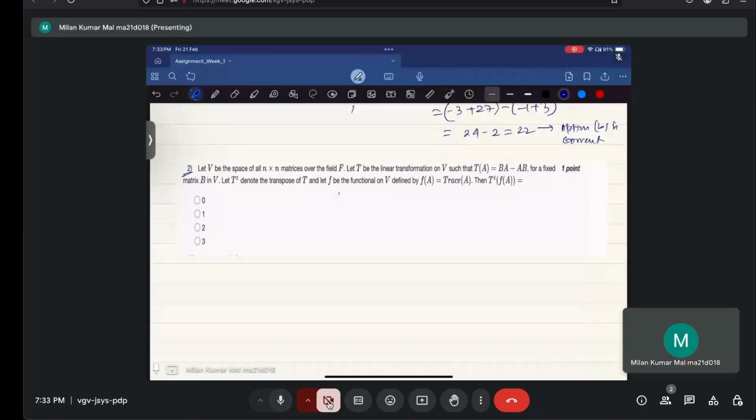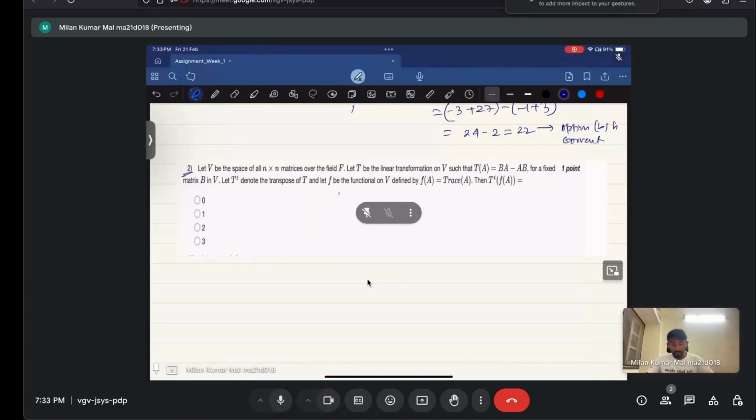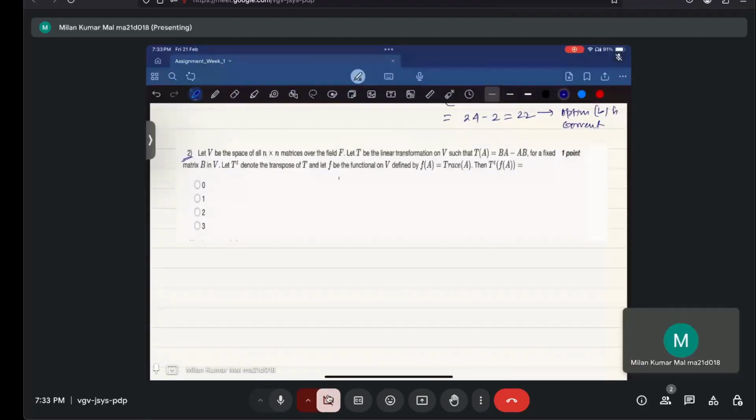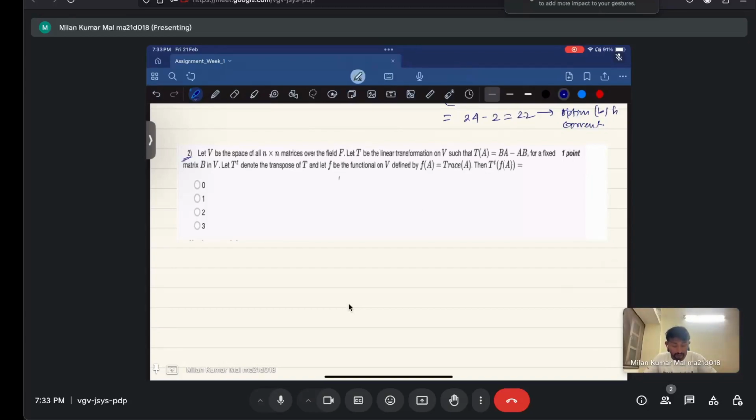So the next question says: let V be the space of all n by n matrices over the field F, and T be a linear transformation on V such that T(A) equals BA minus AB for a fixed matrix B. And T transpose denotes the transpose of T, and let f be the function on V defined by f(A) equals trace of A. Then T transpose of f is asked to be defined. What will be the T transpose of f?